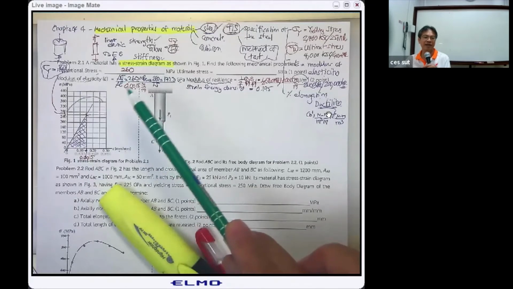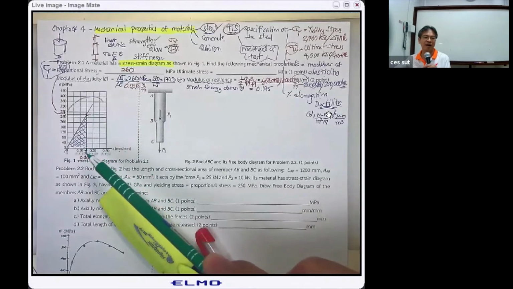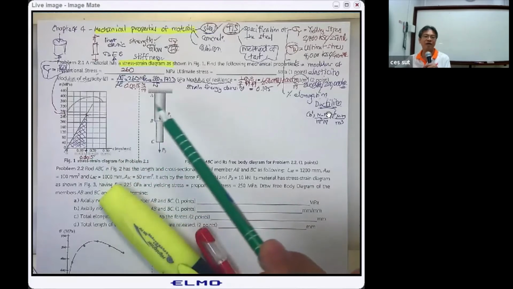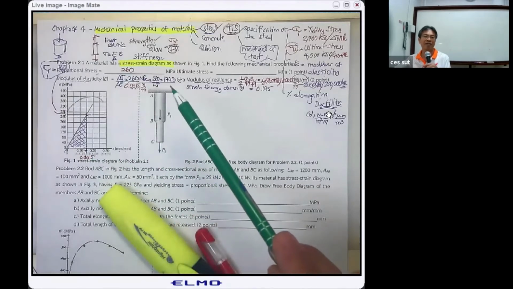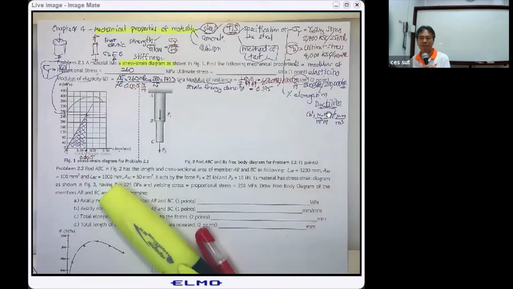And then you get the stress of 260 megapascal. And then over here you get the strain. However, when you check the strain, you have to check with the correct scale. Based on this, it's going to be 0.0015, and then you compute the modulus of elasticity to be 170.0 gigapascal.